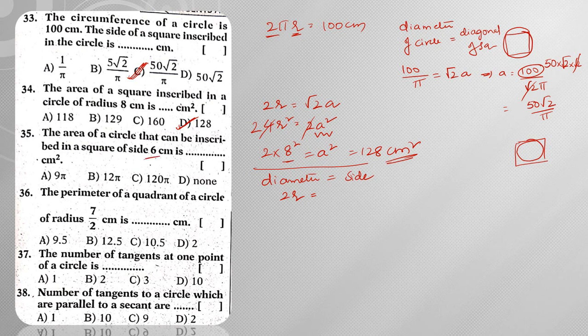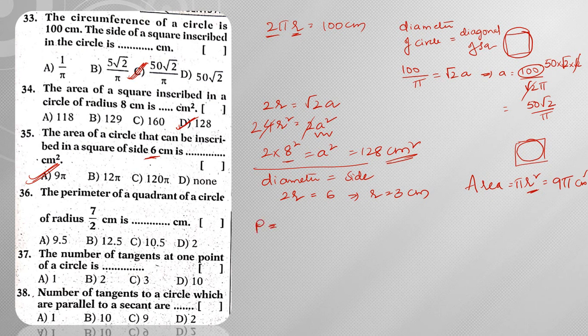So the side of the square is already given as 6 centimeters. Now from this, what is the radius? The radius is equal to 3 centimeters. Now the area of the circle is given by pi r square. So r square means 3 square, 9. So it is 9 pi centimeter square. So the answer is 9 pi centimeter square. Hence the answer is A. Next, the perimeter of a quadrant of a circle of radius 7 by 2 centimeters is.